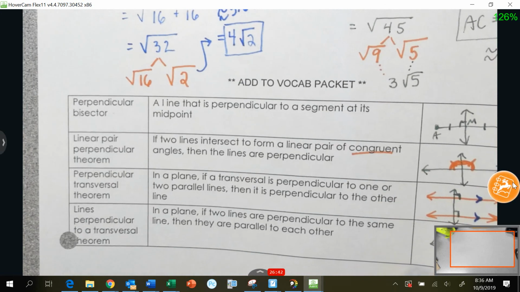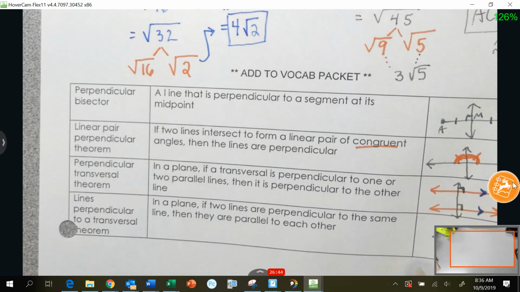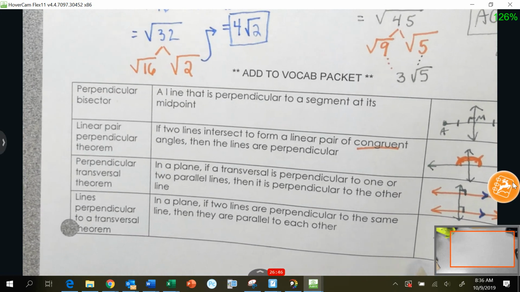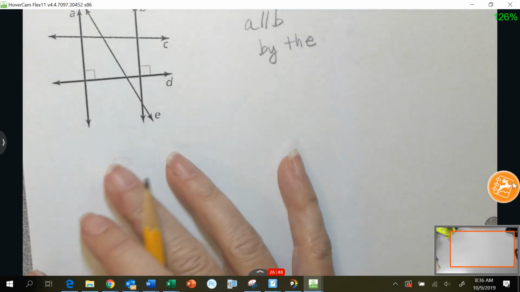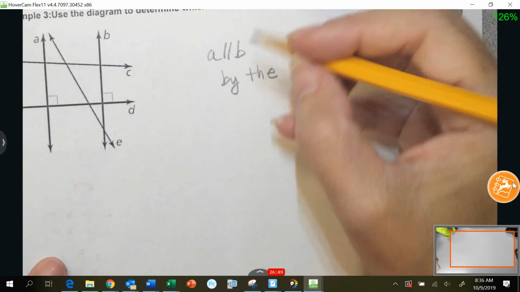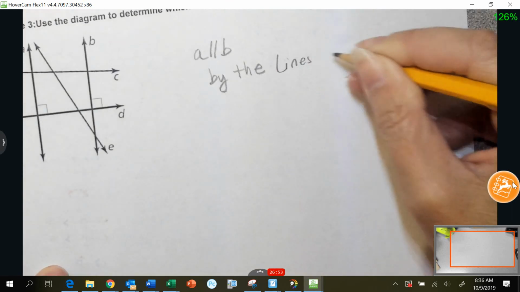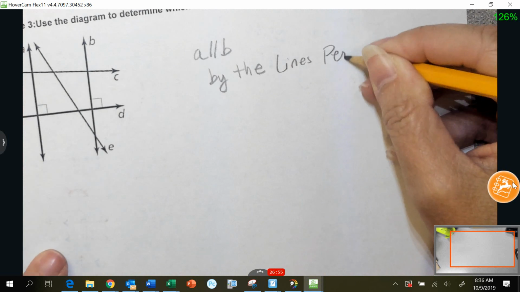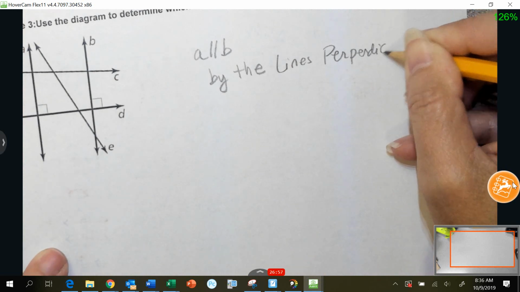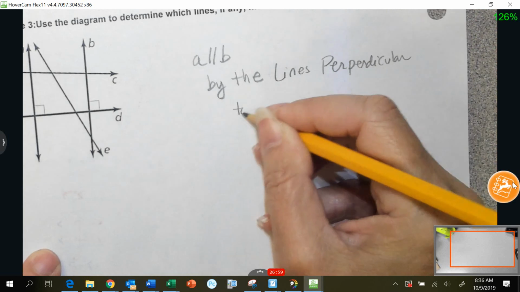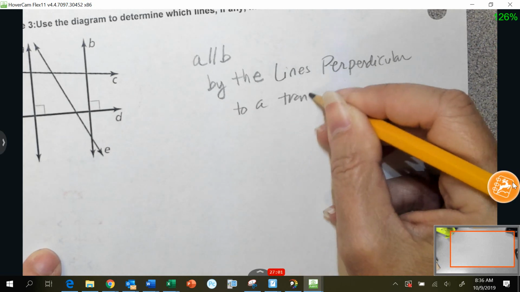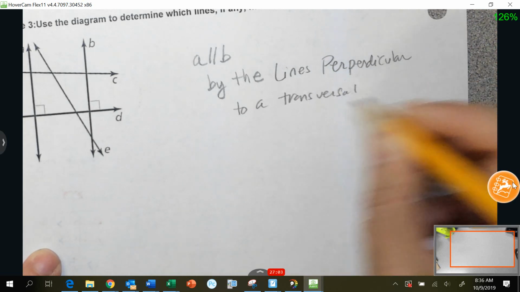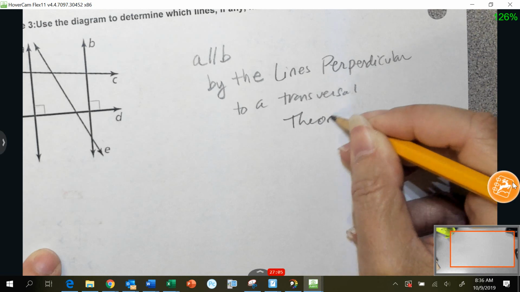Which one is that? Lines perpendicular to a transversal theorem. Was that you, Rakaya? Yeah. Okay. Lines perpendicular to a transversal theorem.